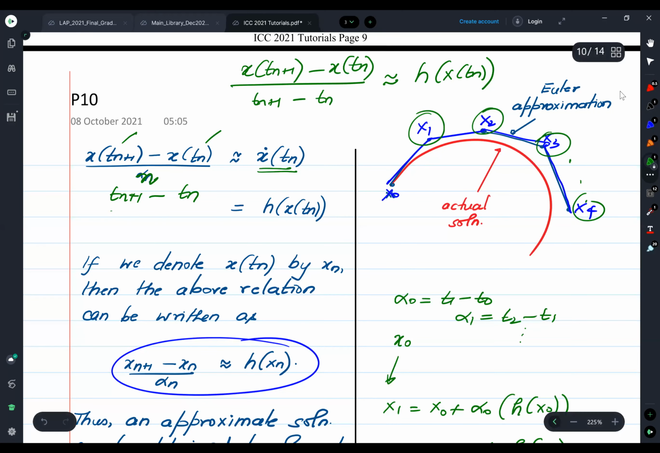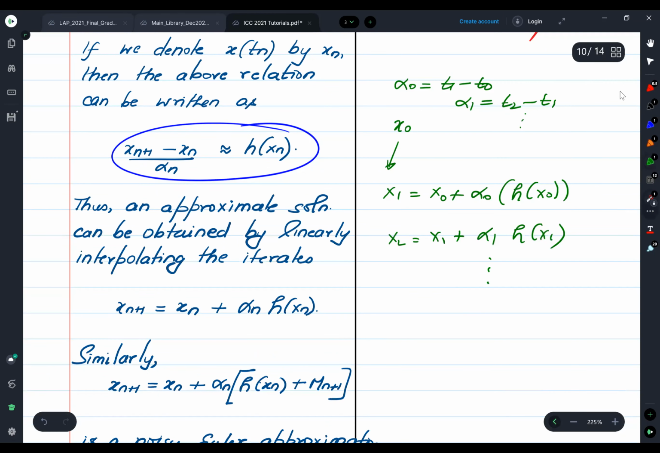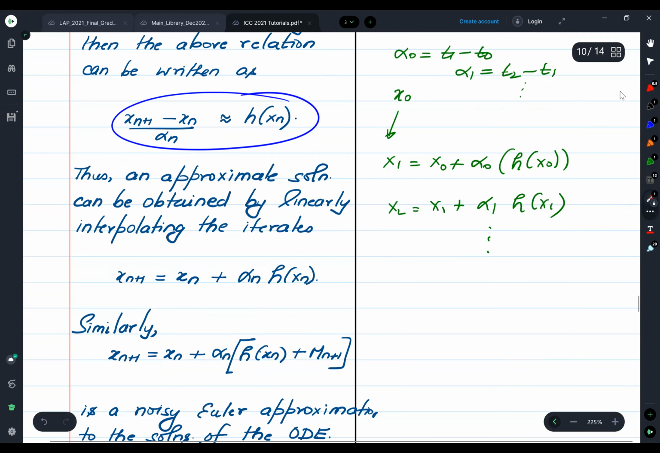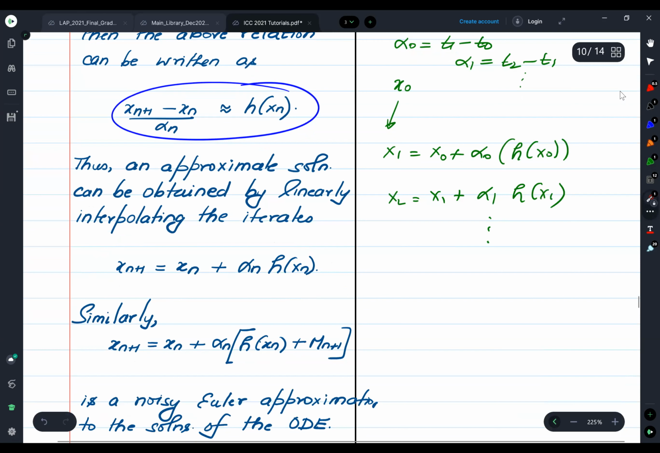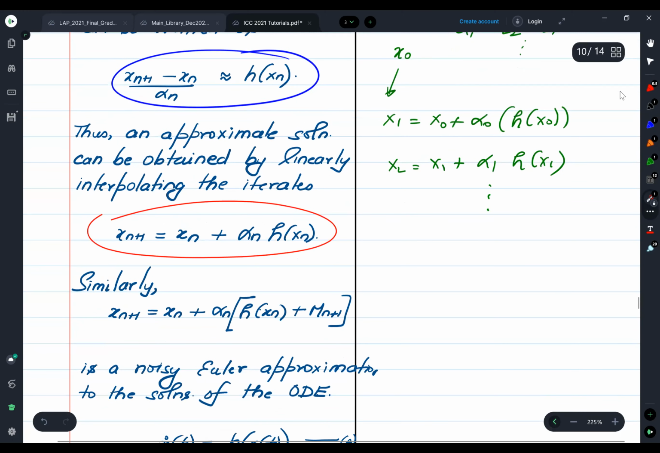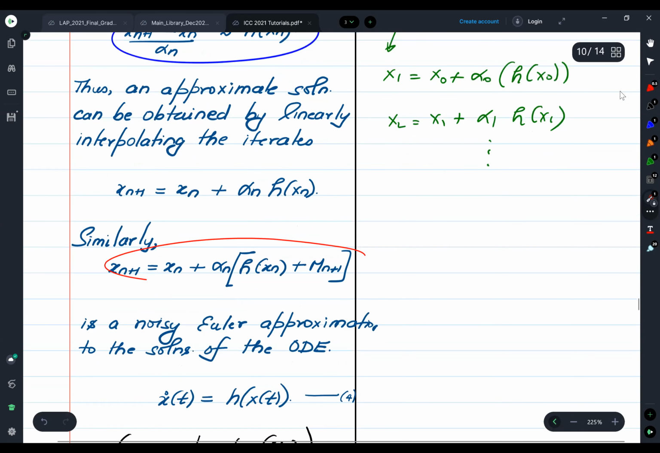Now one can ask, why are we discussing this Euler approximation? If you notice this, you will see that this is exactly how my stochastic approximation algorithm looks. The difference between this and a generic stochastic approximation algorithm is that in addition to h of xn, I have this mn plus 1. So a stochastic approximation algorithm can be viewed as a noisy Euler approximation to the solutions of the ODE x dot of t equals h of x of t.